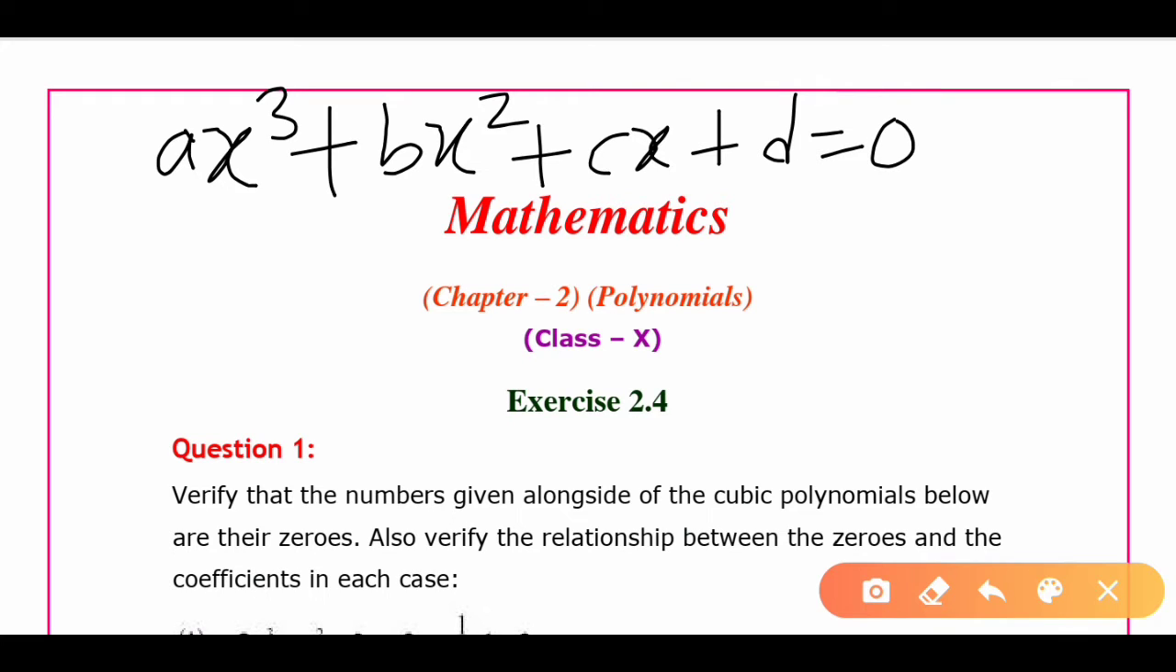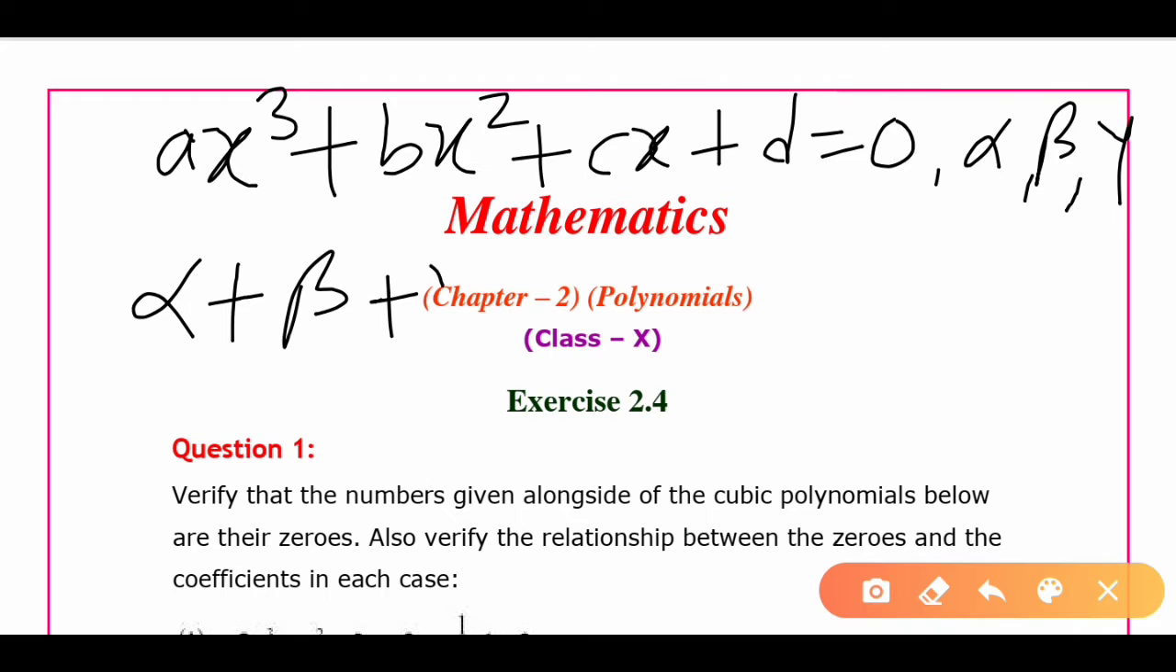0. For getting the solutions, we are equating it to 0. Suppose the solutions of this equation are alpha, beta and gamma. So in this case, we can say the sum of the zeros, alpha plus beta plus gamma, will be equal to minus b upon a, or we can say minus of coefficient of x square upon coefficient of x cube.